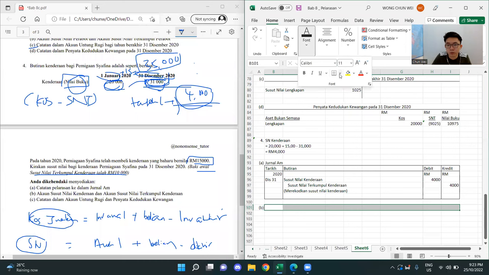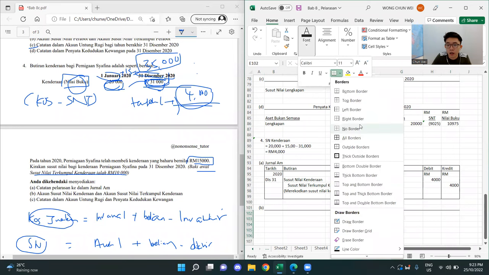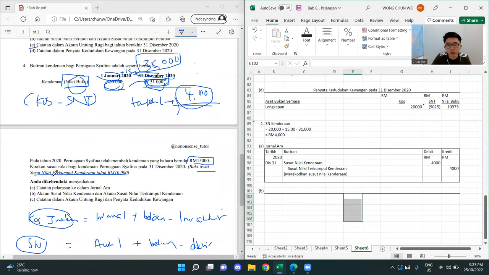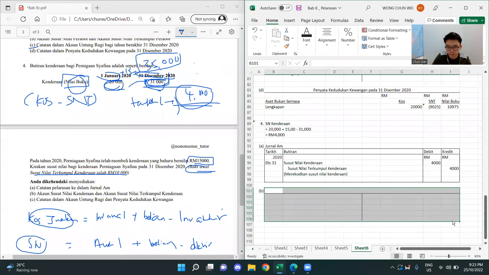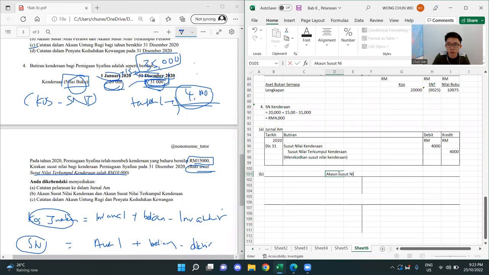So firstly, draw out your T account. Okay, and they already gave you SNT. This is the baki awal, so you know what to do, right? For your baki awal. Okay, so here, this is your account susut nilai kenderaan. Account susut nilai kenderaan, RM.